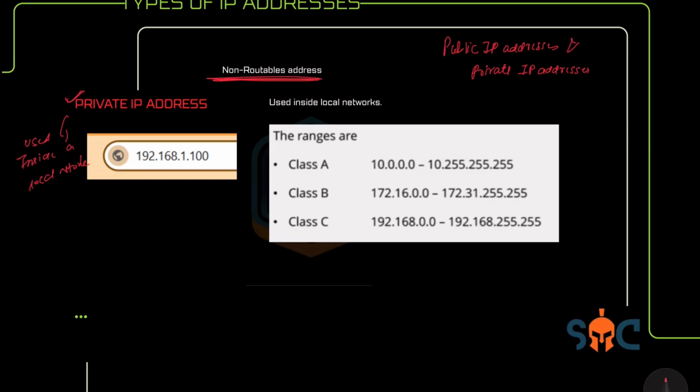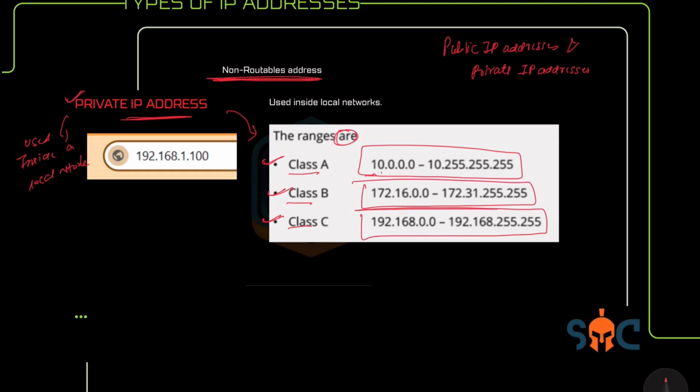Okay, so the private IP address ranges are basically class A, class B, and class C. The private IP addresses are divided into three ranges mostly, that is class A, class B, and class C. Class A falls between this, class B falls between this, and class C falls between this. Devices like laptops, mobiles, printers, and smart TVs usually have private IP addresses, and this is one example of private IP addresses. This particular range falls in class C.